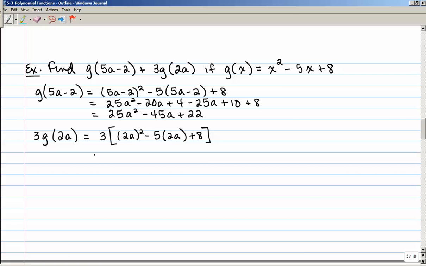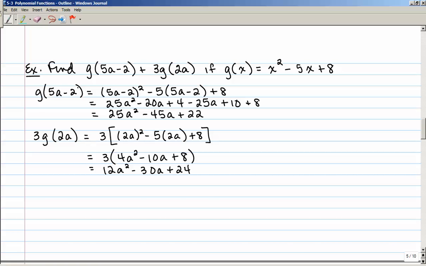And then let's PEMDAS that. So 3 times 2a squared is actually 4a squared minus 10a plus 8, or 12a squared minus 30a plus 24.